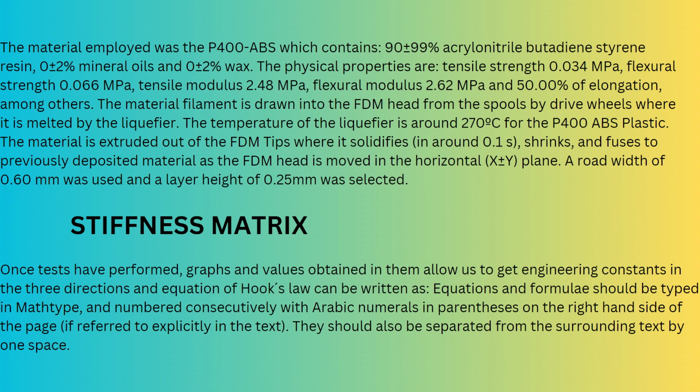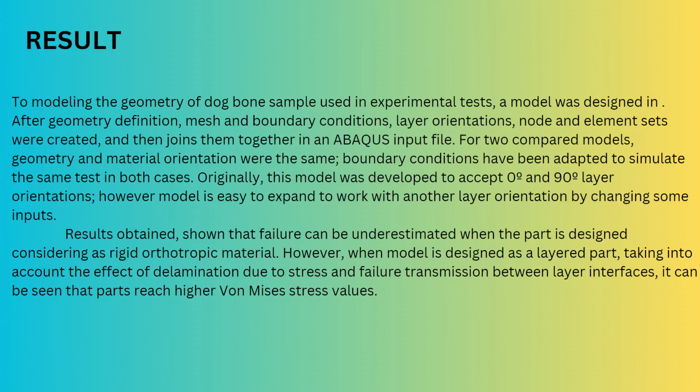Stiffness matrix. Once tests have been performed, graphs and values obtained from them allow us to get the engineering constants in the three directions, and the equations of Hooke's law can be written. The formulas should be typed in MathType and numbered consecutively with Arabic numerals in parentheses on the right hand side of the page. They should also be separated from the surrounding text by one space.